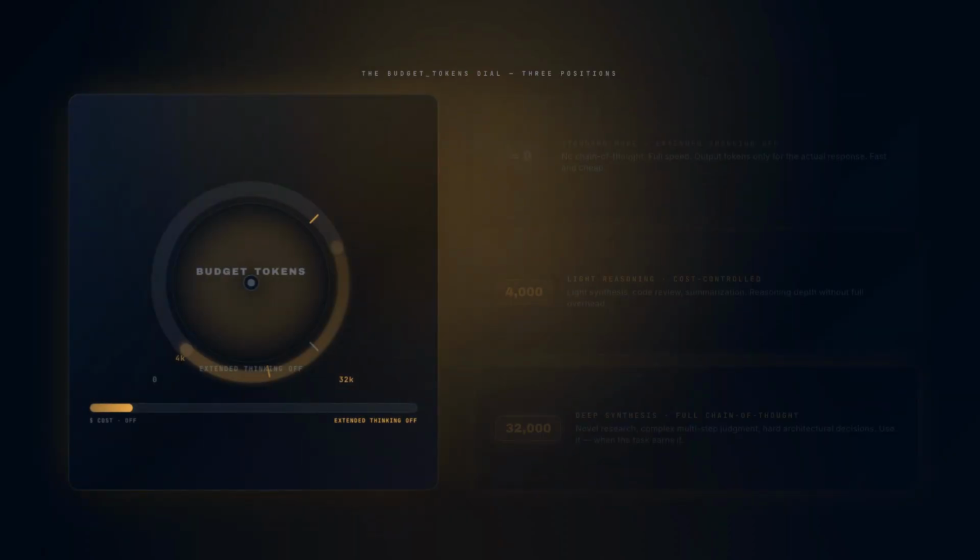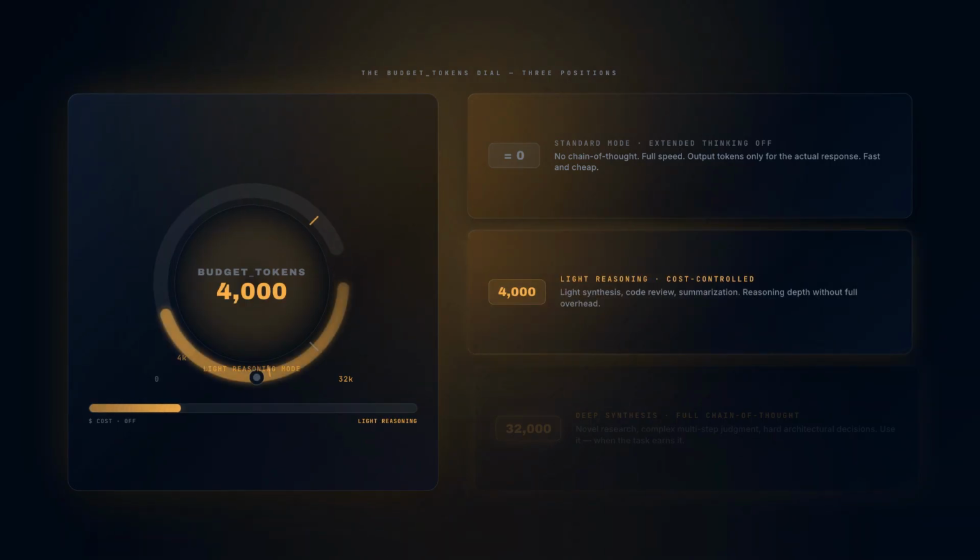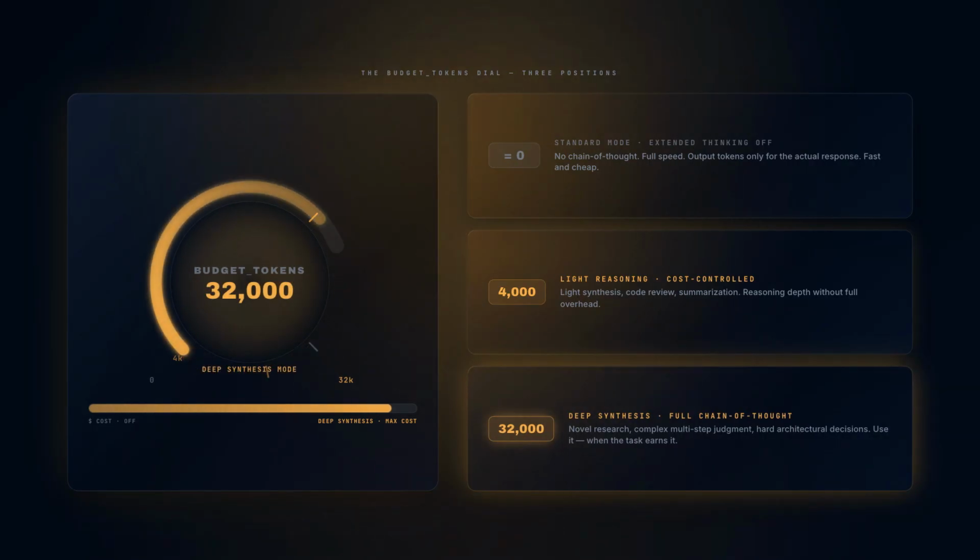The budget tokens parameter is the control. Set it to 0: standard mode, no extended thinking, full speed, output tokens only for the actual response. Set it to 4,000: light reasoning for summarization and code review. Set it to 32,000: deep synthesis for multi-step research and complex judgment.